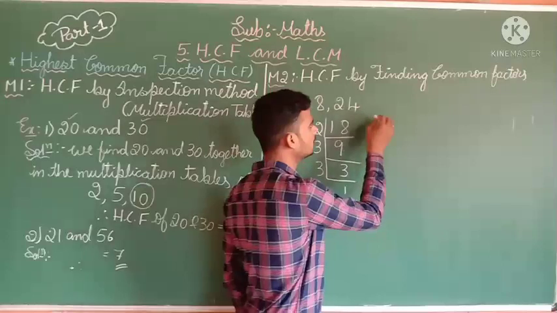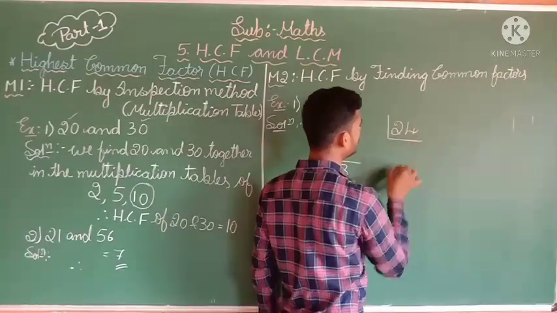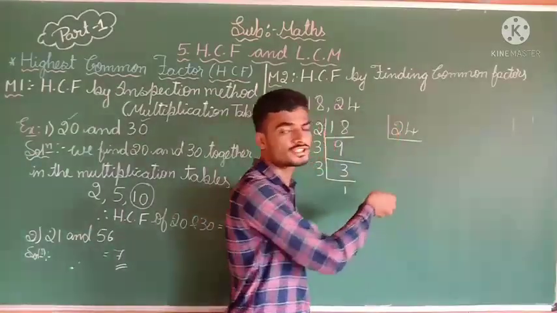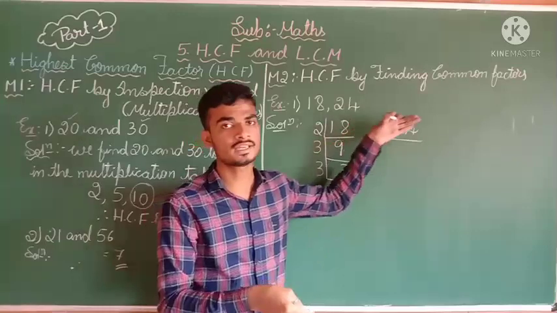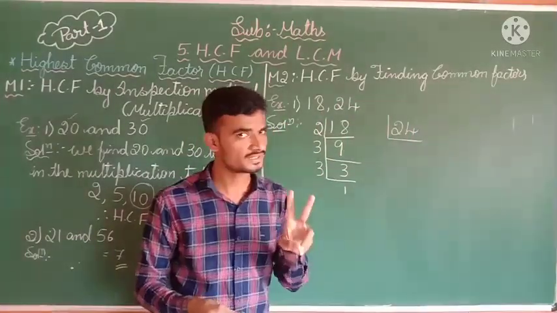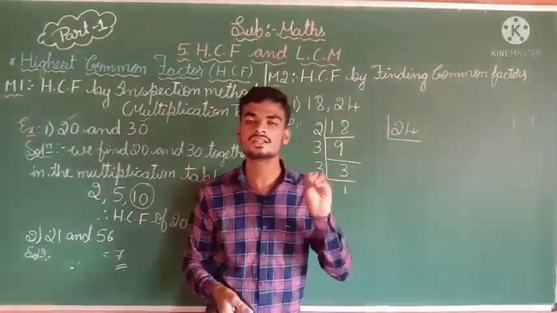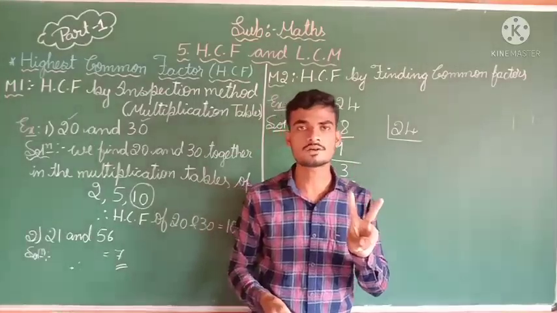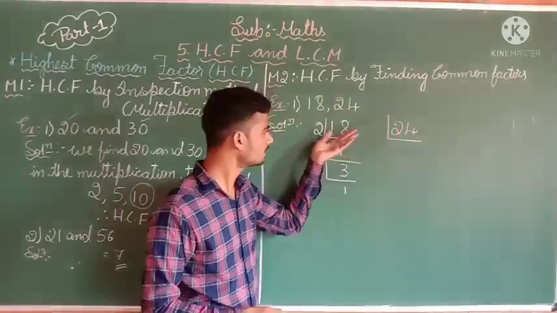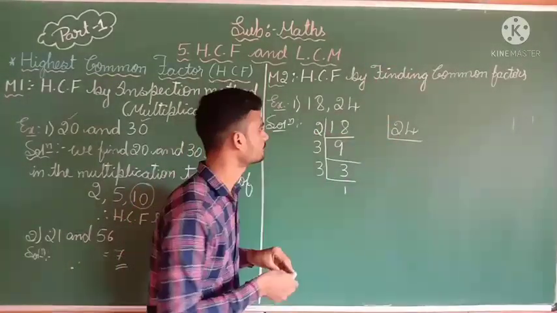Next we want to find the factors for 24. Which method are we following? We are following the division method. In the previous class we have seen two types of methods to find the factors: the factor tree method and the division method. Both methods we have seen, but we will follow the division method itself.